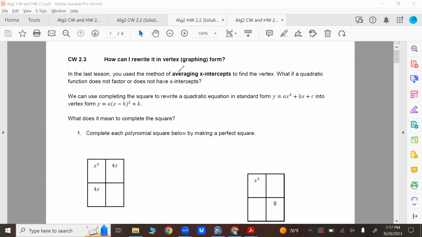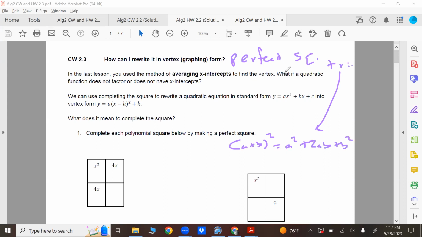More exactly, it's actually this. A perfect square trinomial. I know I'm being a little long-winded here, but I think we need it. A perfect square trinomial looks like this. A plus b raised to the second power equals a squared plus 2ab plus b squared. That is a perfect square trinomial. Anything that takes on that form.